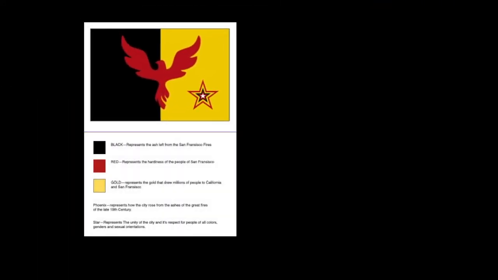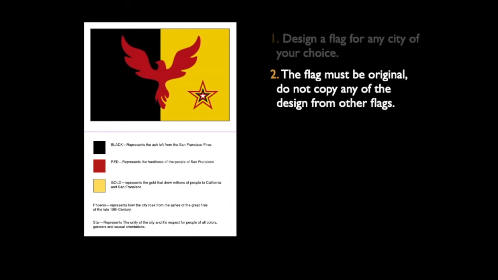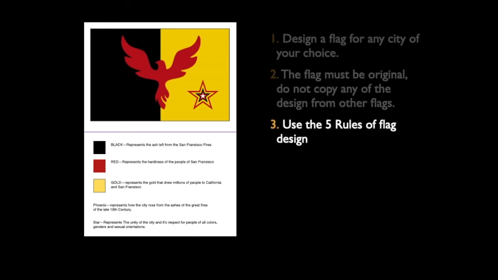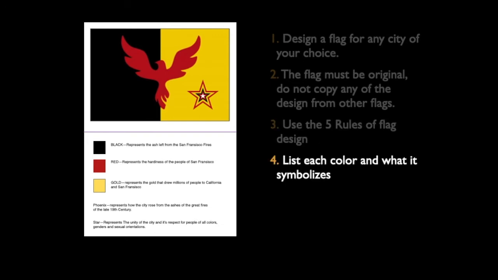So what we're going to do is we're going to be creating our own flags, city flags from cities around the world. You can choose your own city, any city of your choice. You're going to have to create an original flag. This is not a copy of any other flag designs, but it's going to be a completely original design. You're going to be using the 5 rules of flag design as represented in the video with Roman Mars. You're going to list each color and what each color symbolizes, and you're also going to list each image or shape and what that symbolizes.